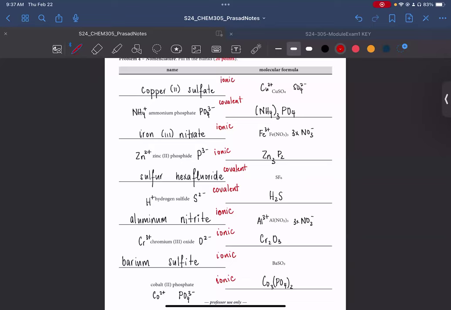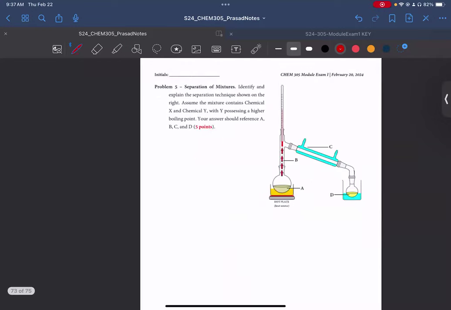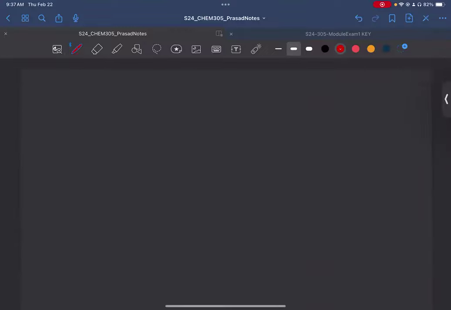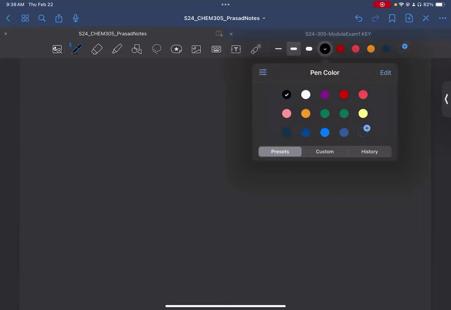All right, do we have the extras ready? Okay. Everyone got two handouts, two tables, one labeled solubility rules, and the other labeled with reactions. Okay, fantastic. With this, we're going to start module exam two content.